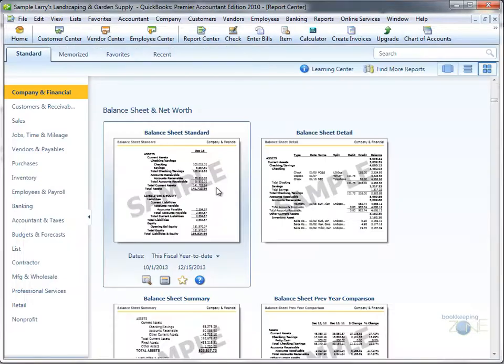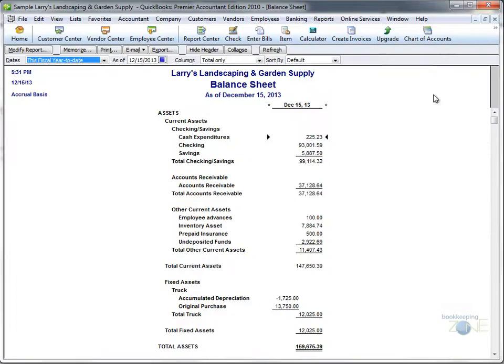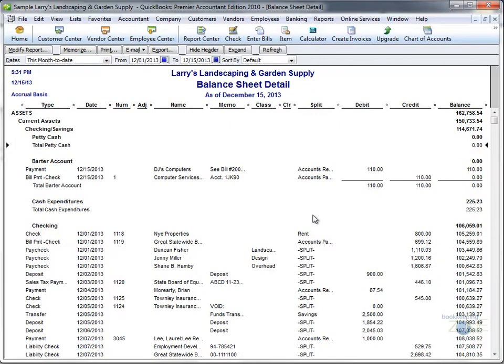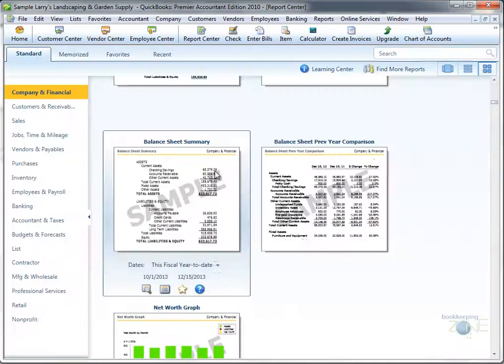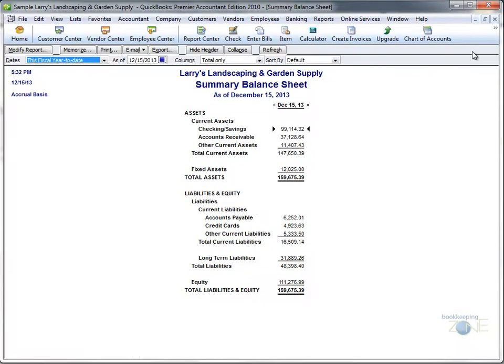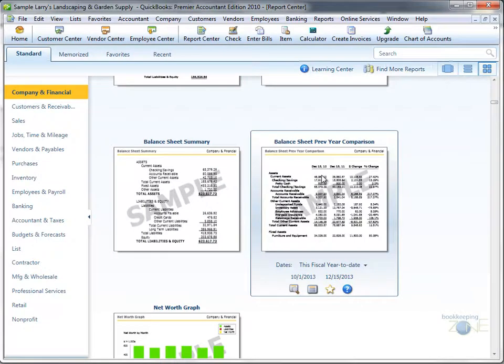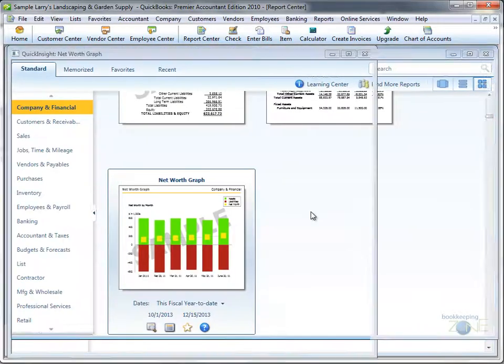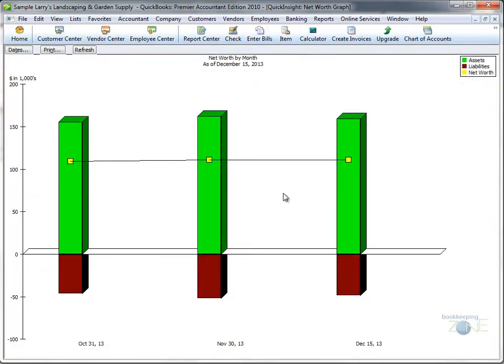The next batch of very important reports are your variations of the balance sheet. You can generate the balance sheet standard, which is an overview of all your assets and liabilities, or the balance sheet detail, which will include all individual transactions as well, or the balance sheet summary, which is a very condensed view of the balance sheet standard. Then there is the balance sheet previous year comparison, which will show you 2 years side by side. And finally, you also can generate a net worth graph.